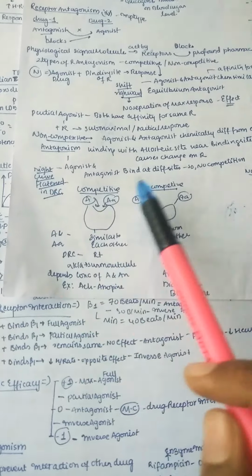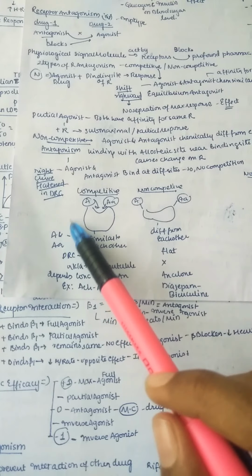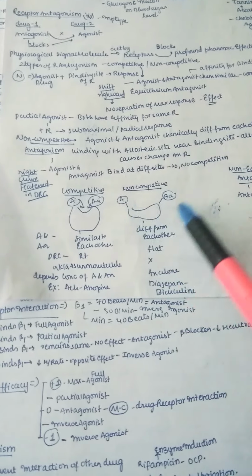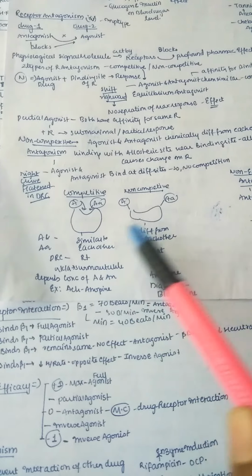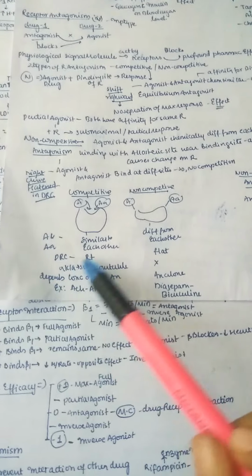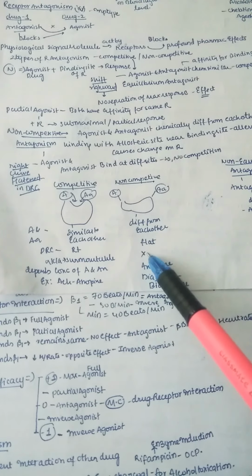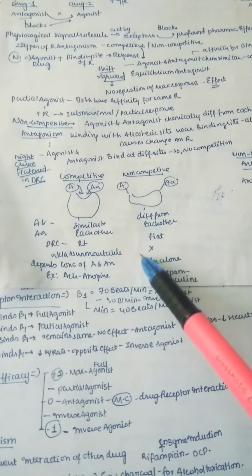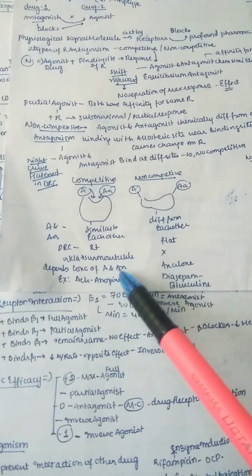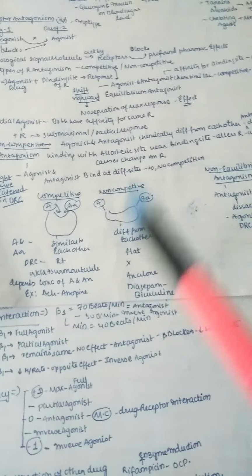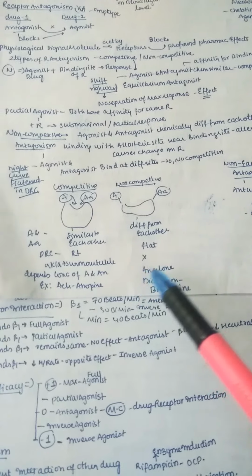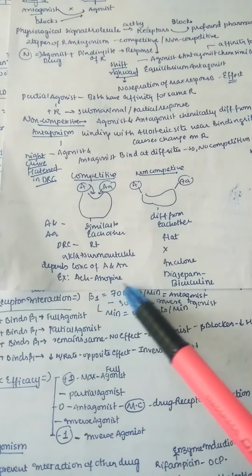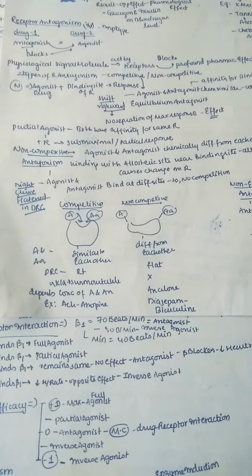Now let us differentiate between competitive and non-competitive. In competitive, the antagonist and agonist bind at the same site and are structurally similar to each other, but in non-competitive they bind at different sites and are structurally different from each other. Here the DRC is shifted rightward, and here the DRC is flat. This one is also called surmountable, and this is called insurmountable. Competitive depends on the concentration of both antagonist and agonist, but here it depends only on the antagonist. Examples are acetylcholine, atropine, diazepam, and bicuculline.